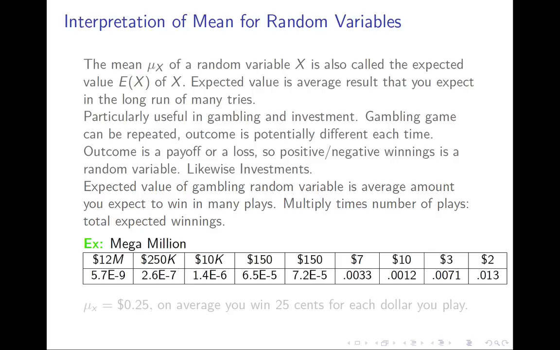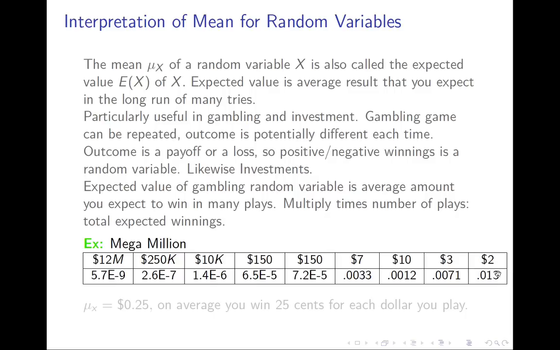So here's an example. This was taken from New Jersey's Mega Million on a day when there was a very large $12 million grand prize. And there seems to be a mistake here. This 150 shows up twice, and I'm not quite sure what it represents. But here are all the different values that you could win and the probabilities of winning them.